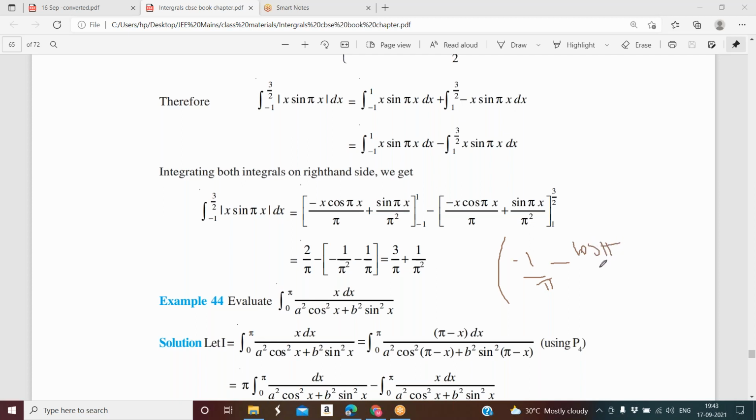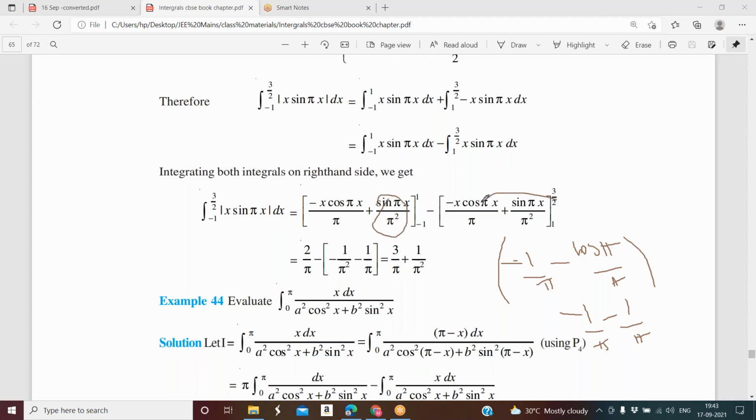pi divided by, here if you substitute -1, sin pi is actually 0. So this will become 0, right? So 1 minus cos pi minus 1 by pi minus cos pi. So what are you getting? -1 by pi. This is also minus 1. The lower limit, this is 0.